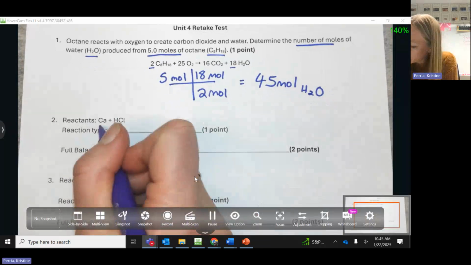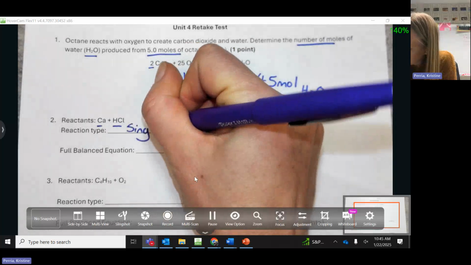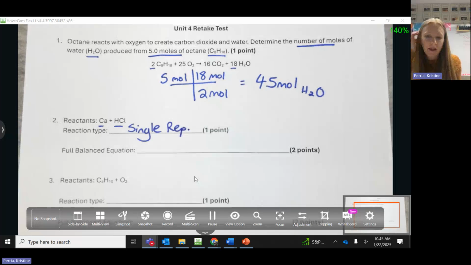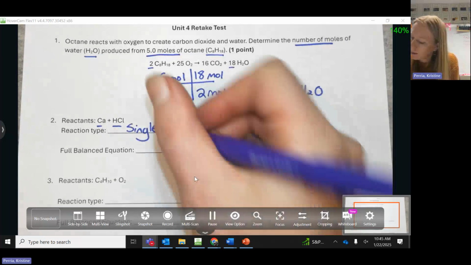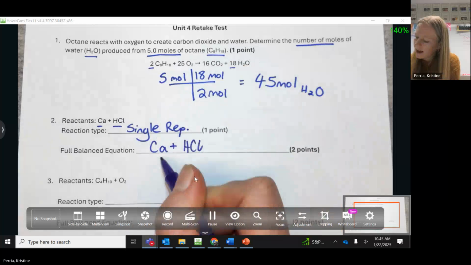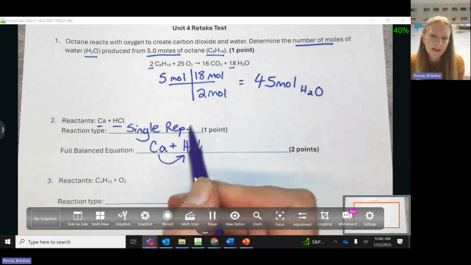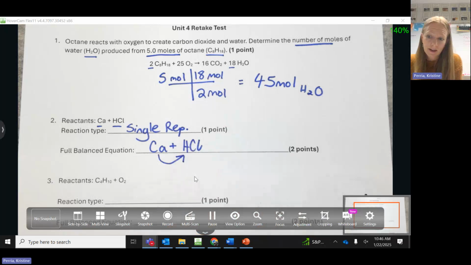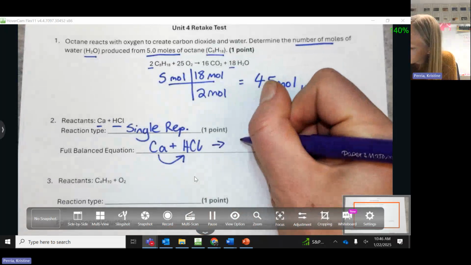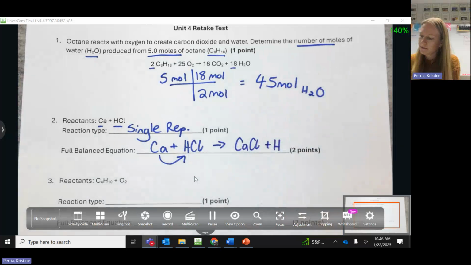Number 2. So in this case, we have a single and a couple. So we know that this is single replacement or displacement. And then the full balanced equation, we're going to copy the reactants. And then this Ca is going to say, hey, H, get out of the way, because hydrogen is listed first, so it's behaving like a metal. And so then it's going to be Ca with Cl, and hydrogen is going to be by itself.